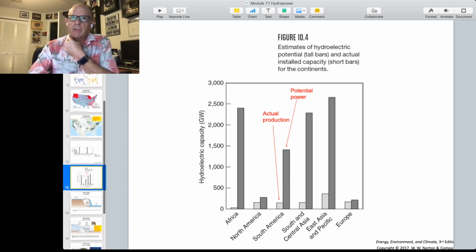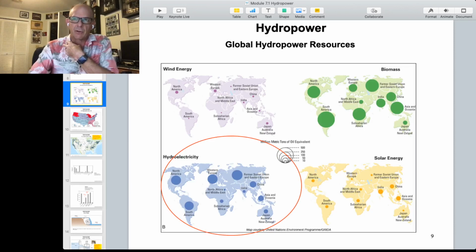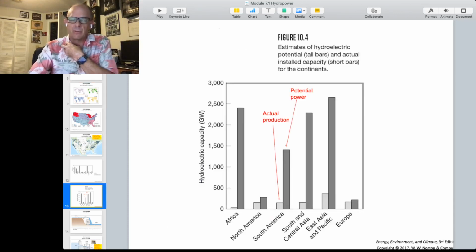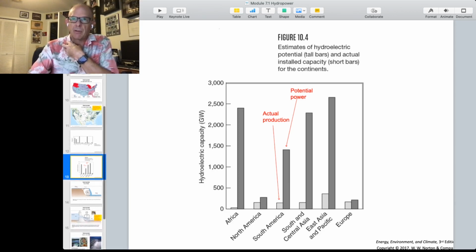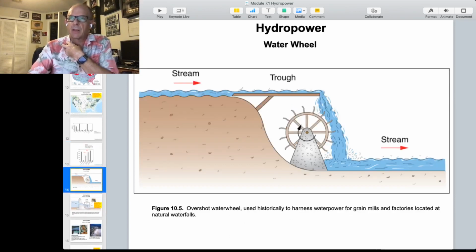I'm going to go back just to clarify something I said on this earlier slide. This is how much is being exploited at the present time, and that corresponds to these pale bars in this chart. But South America, South and Central Asia, Asia, and Africa have a lot of untapped potential for hydroelectric power.